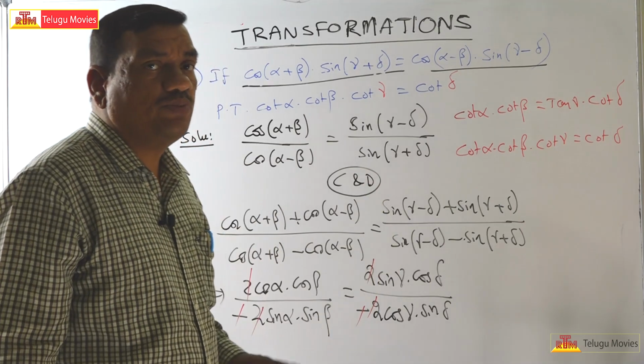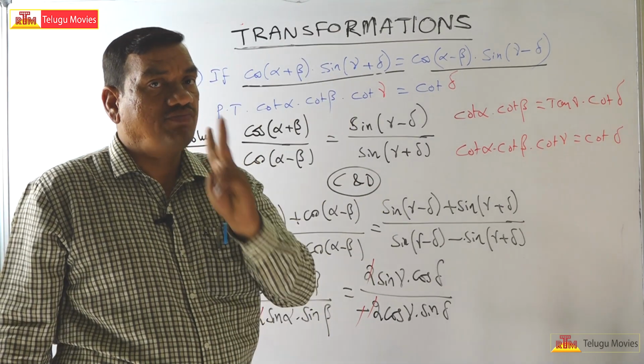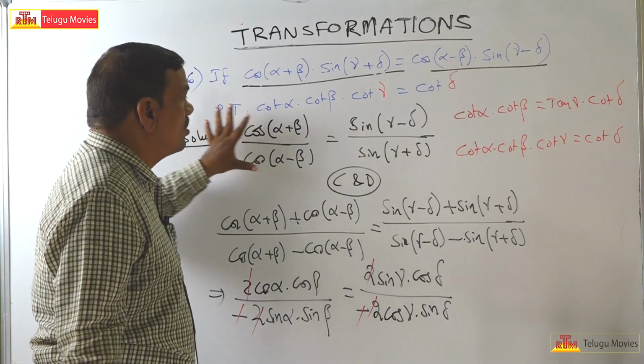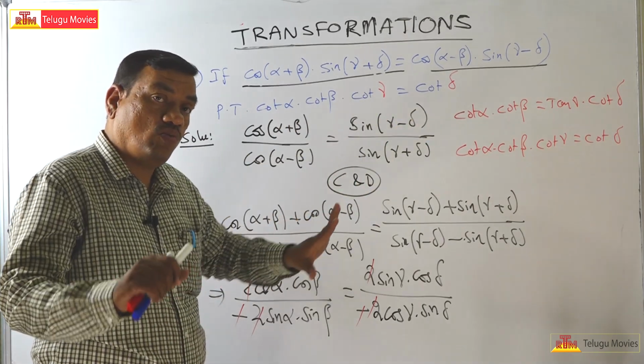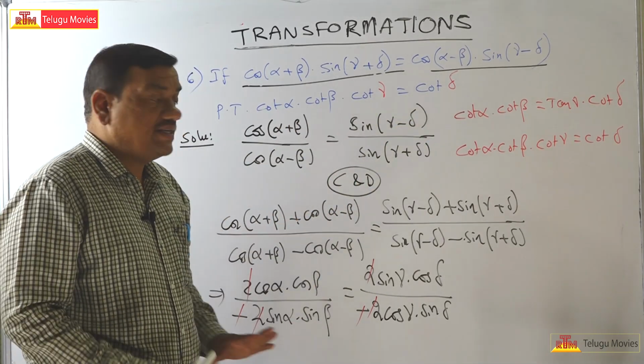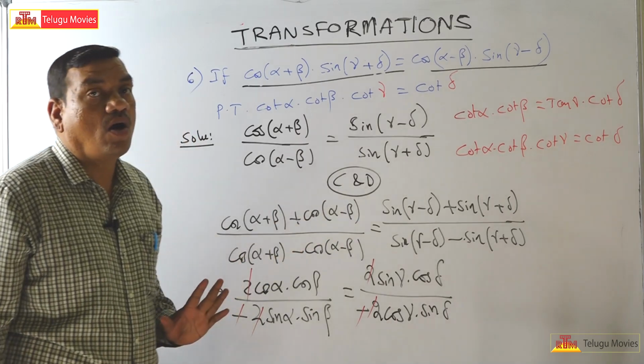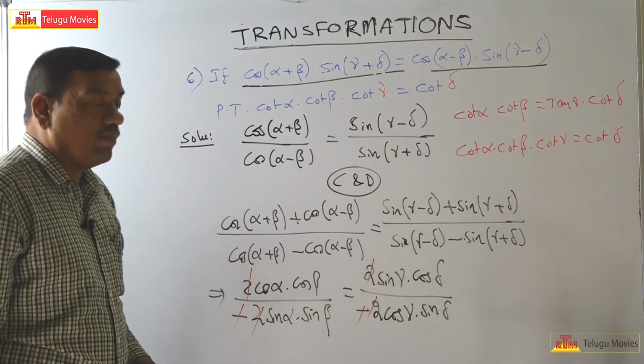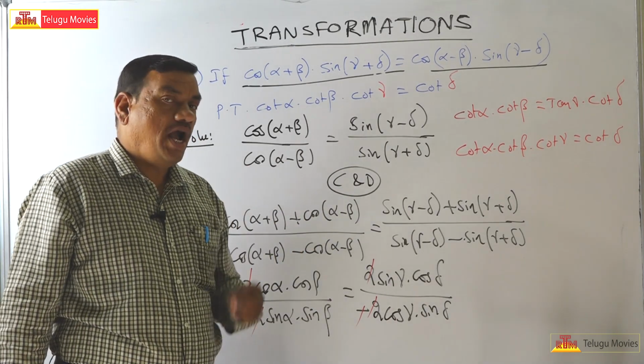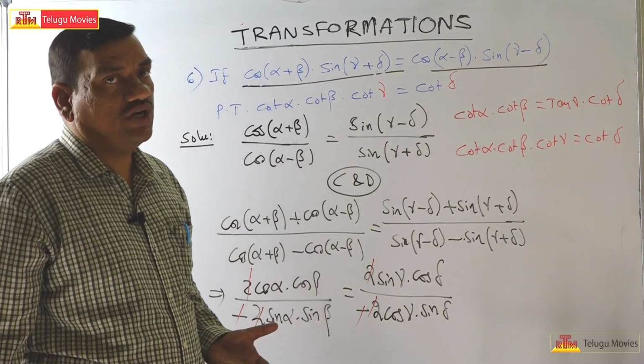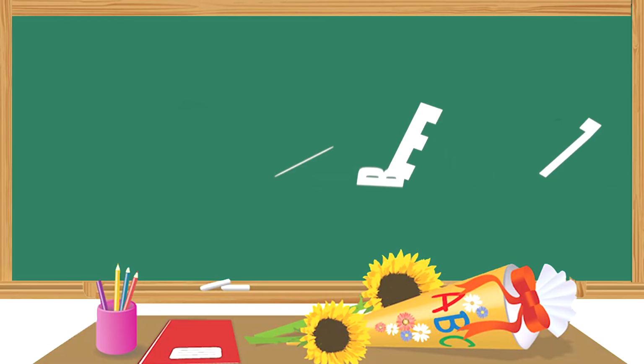So to solve this problem, you have to get two ideas. The first idea is, bring all cos and sines to one side, separate side, and applying componendo and dividendo, the problem will be completed. Okay, I hope that you understand this solution. Let us go for next problem.